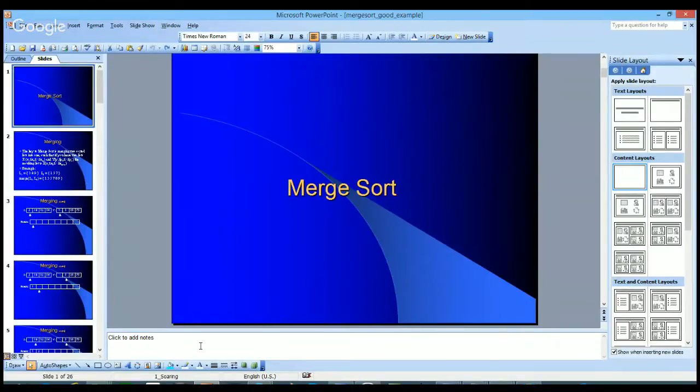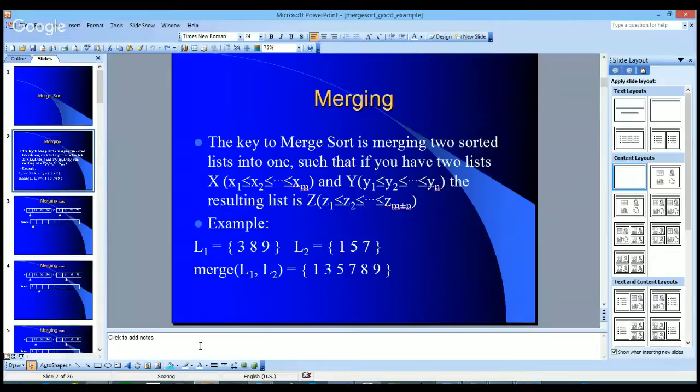First, MergeSort is a kind of sort which is considered to be more efficient than the sorts we did in the earlier classes like the selection sort, bubble sort, or even the insertion sort. The key to merge sort is just to merge two sorted lists into one, such that the resulting list is a sorted list of the two already sorted lists.